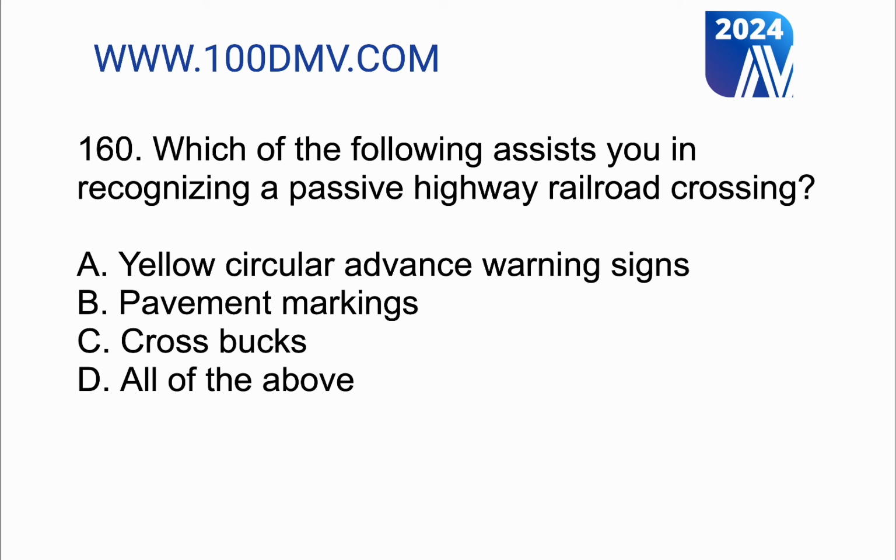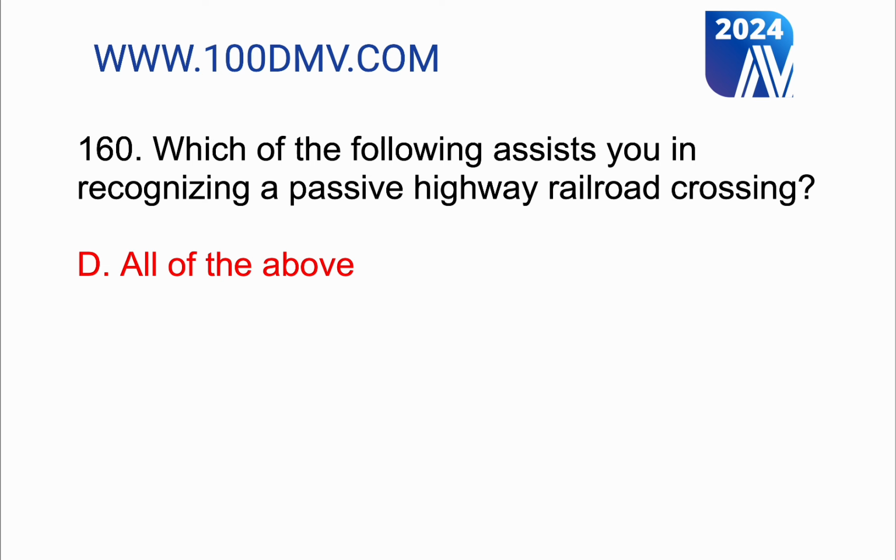160. Which of the following assists you in recognizing a passive highway railroad crossing? A. Yellow circular advance warning signs. B. Pavement markings. C. Crossbucks. D. All of the above. The correct answer is D. All of the above.